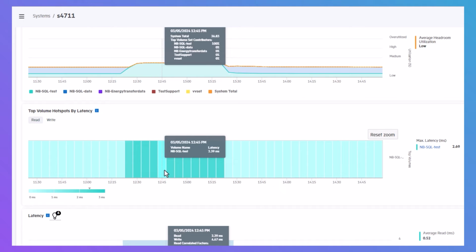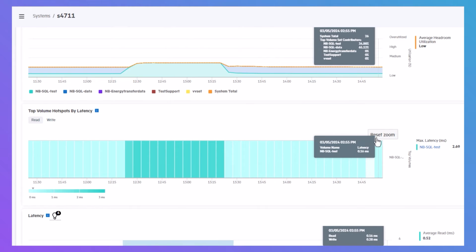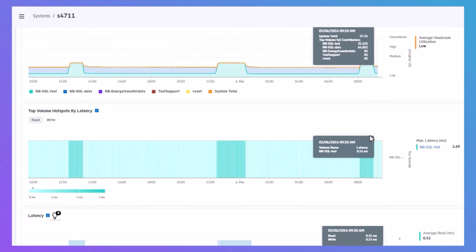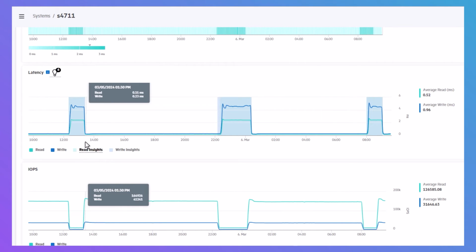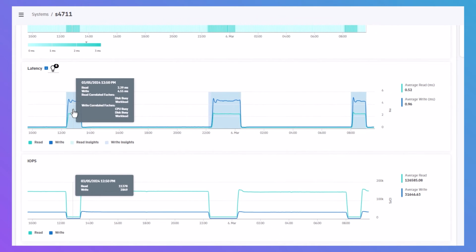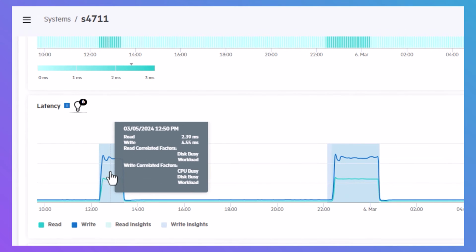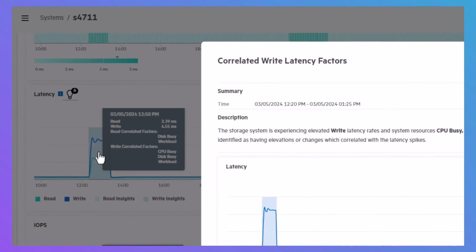Zooming in on the heat map lets you clearly see the intervals with darker colors that indicate higher latency. You've probably noticed that the periods of high latency coincide with the higher system utilization. The latency graph has shaded areas during those periods that indicate that there's a correlation between high system latency and resources whose utilization fluctuates with the latency spikes. It could be CPU or disk busy, cache misses, or just the changing characteristics of the workload itself.